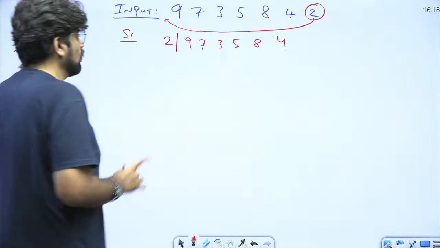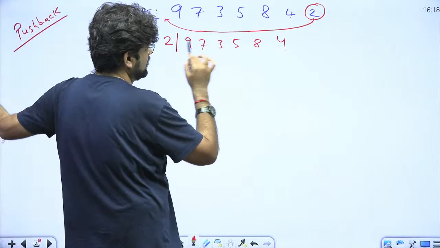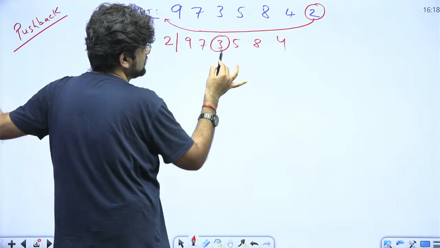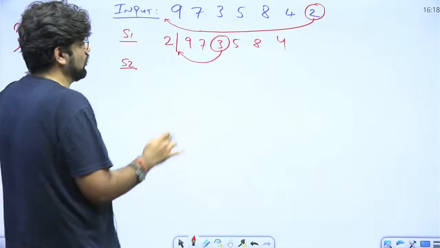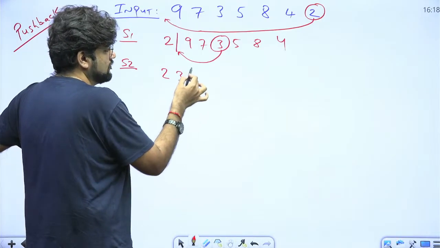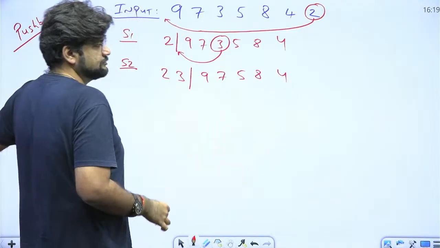Now, step number 2, only one movement in one step. Step number 2, one type of movement. So now the next number is 3. So I need to bring 3 forward. So I'll replace this pushback with 3 now and this pushback will move forward. So I'll have 2, 3, pushback, 9, 7, 5, 8, 4.